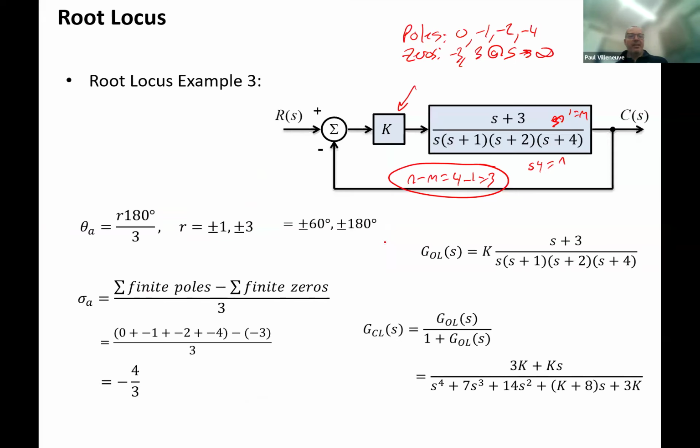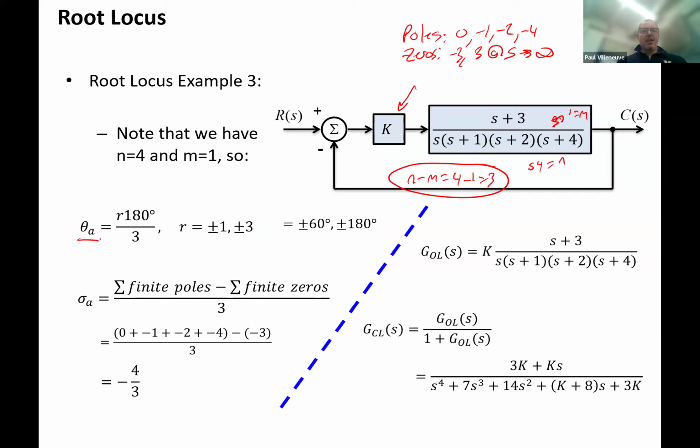So now I'm going to have to calculate the angles of the asymptotes. All right, so I have r times 180 divided by 3, because n minus m is equal to 3. That's where this comes from. And when I divide that, I get plus or minus 60, plus or minus 180, et cetera. I've already got this plus or minus 180. I checked it off, right?